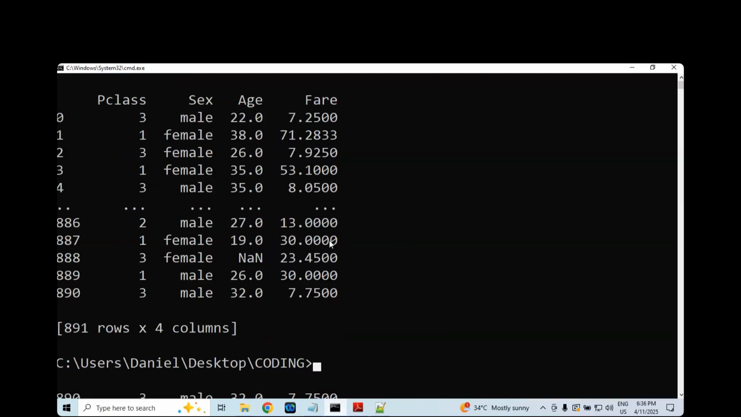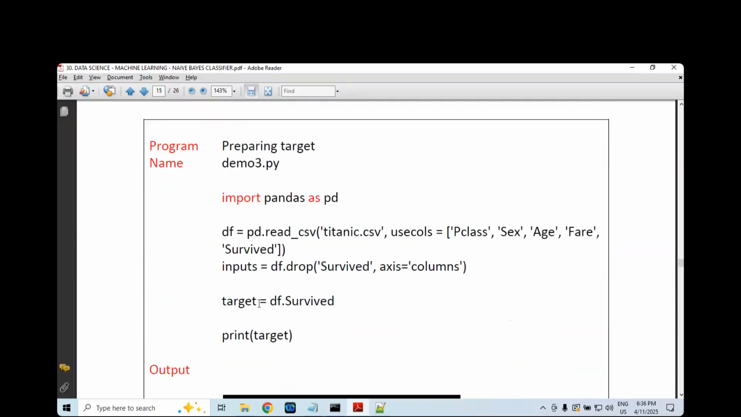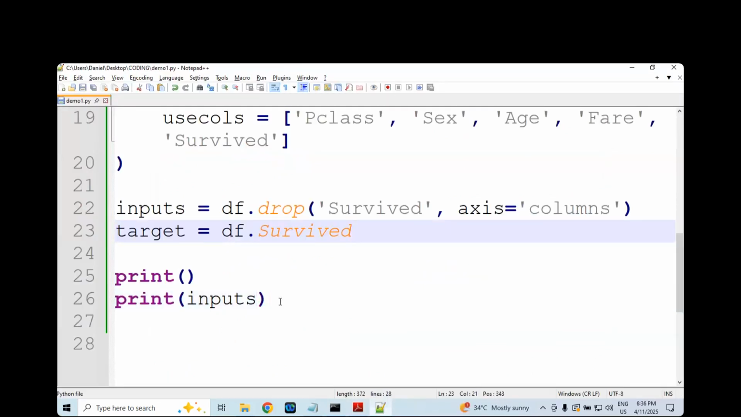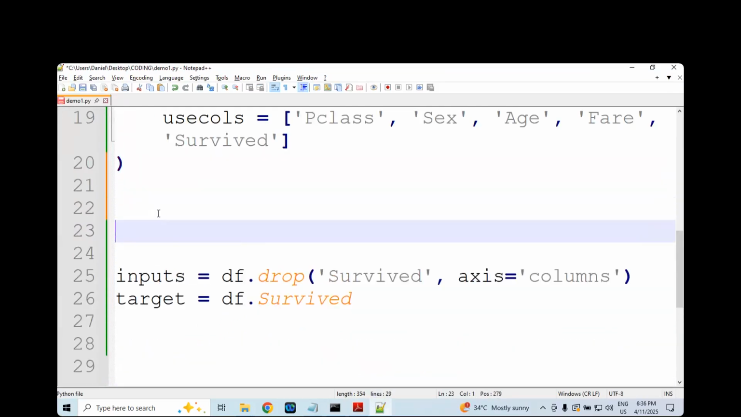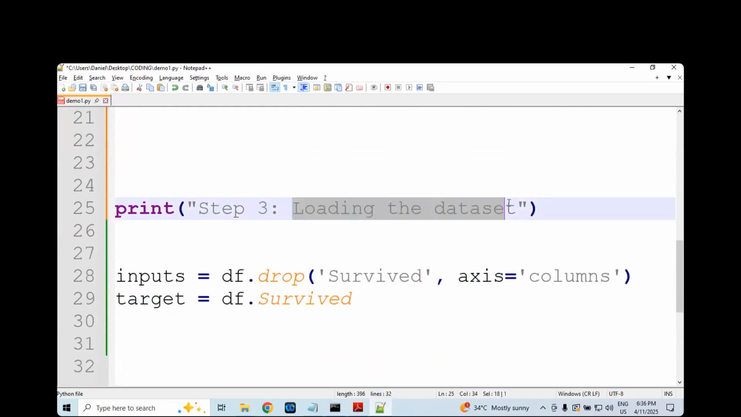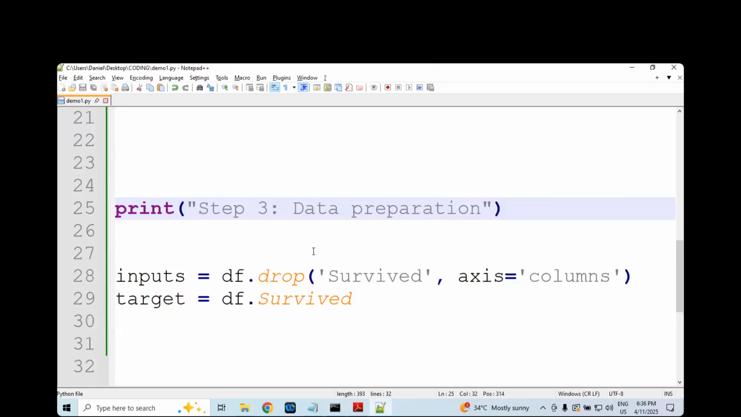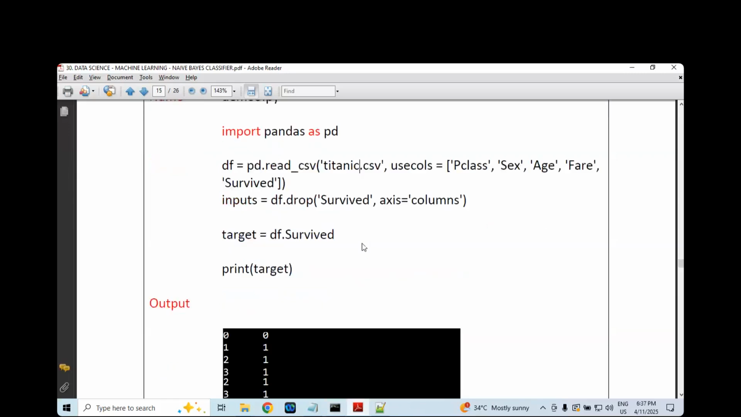Yeah, very good, man. 891 rows. And how many columns? 4 columns actually. Preparing the target variable. Now move on to the next one.